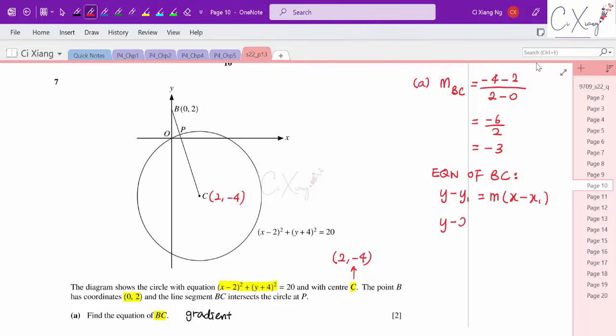So y minus 2 equals negative 3, which is the gradient, times x minus the x coordinate, which is 0. If I further simplify it, I should get y equals negative 3x plus 2. This is the equation of BC that we can get. Right, now proceed to the second part.